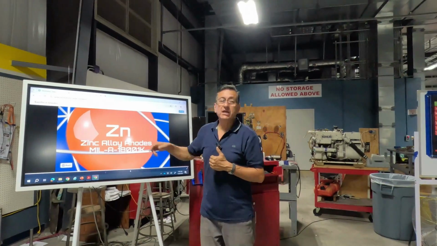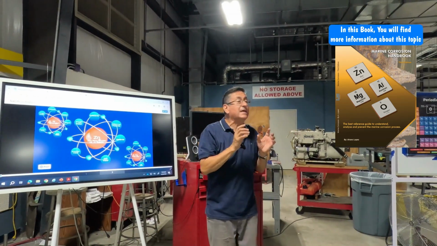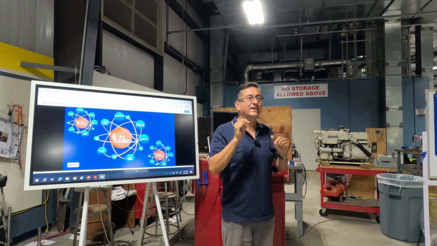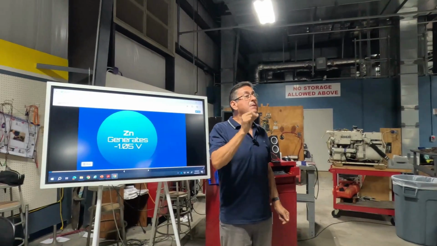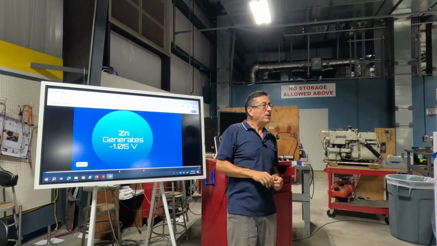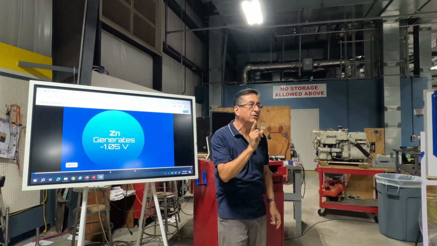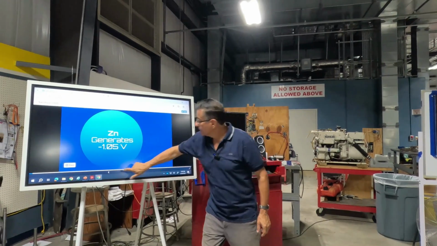For example, zinc. What happens with zinc? What is the electrical potential of zinc? This is a very interesting point. It's minus 1.0 volts. Negative volts are excellent to release. Excellent to release. Minus 1.0. Remember that number for zinc.